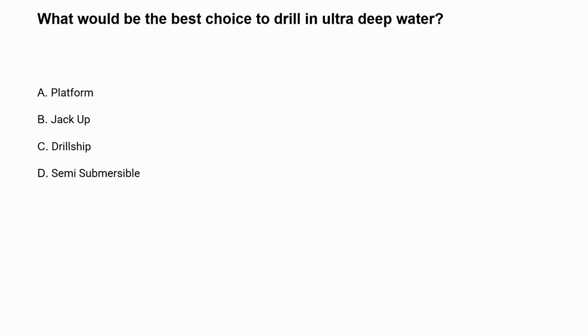This quiz asks which rig is the best choice for ultra-deepwater drilling. A. Platform. B. A jackup. C. Drill ship. D. Semi-submersible. Can you select the best one? The correct answer is the drill ship. This is because drill ships are specifically designed for deep and ultra-deep water, with strong mobility and dynamic positioning capability. This slide reinforces the idea that the environment strongly controls rig selection.